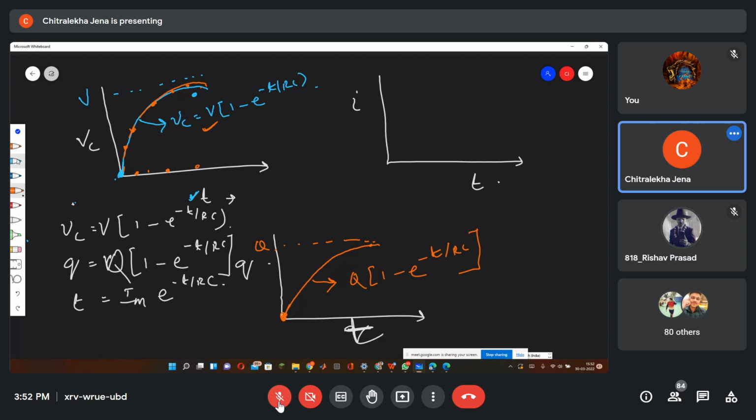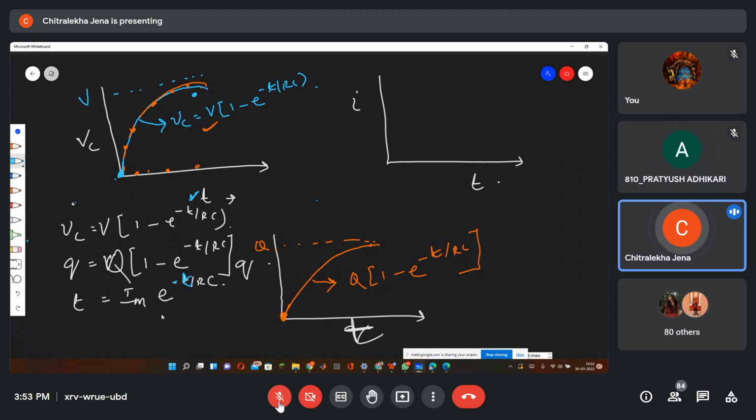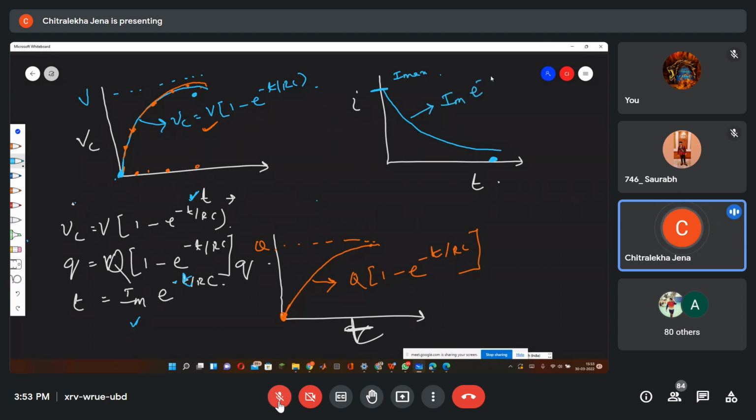Now what about the current? Put t equal to 0. What is the current initially? I maximum. At t equal to infinity the current becomes 0. So it is exponentially decreasing, becoming 0 at infinity. And the equation in between is I equals Im into e to the power minus t by RC.